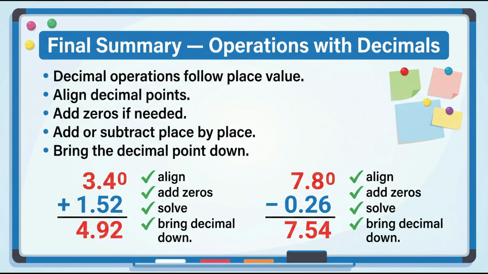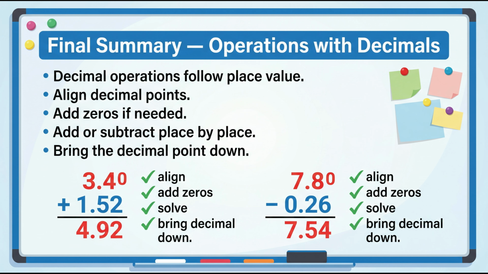Final summary: operations with decimals. Addition and subtraction of decimals follow place value. Decimal operations are not completely new methods. They use the same place value ideas that we use with whole numbers. The decimal point helps us align the correct places.